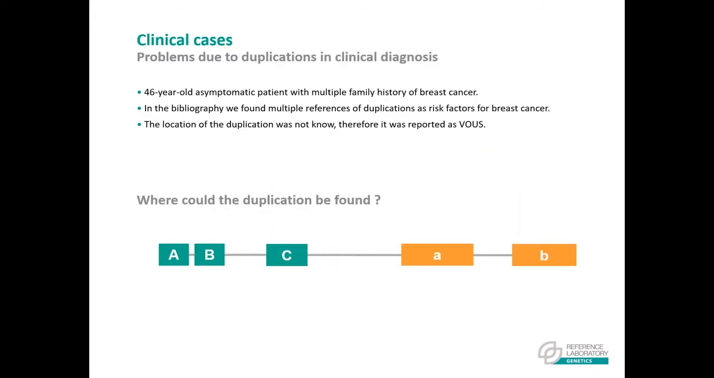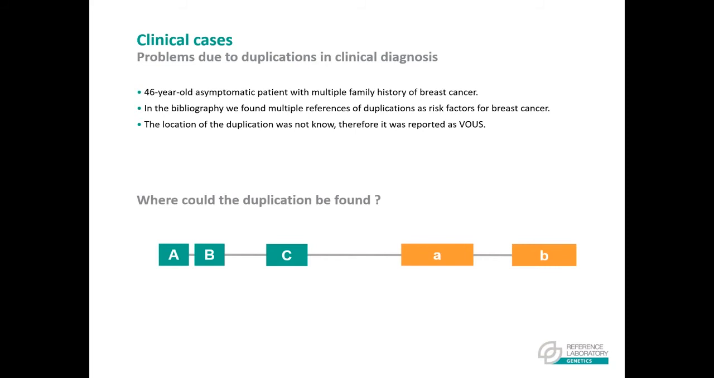Finally, I want to tell you about the diagnostic difficulty for duplications. One example that we had is an asymptomatic 46-year-old patient with multiple family antecedents of breast cancer. A breast, ovarian, and colon cancer panel of 29 genes was performed, without detecting any variant that could be the cause of the pathology. When performing the analysis of copy number variants, we found that the BRCA1 gene was duplicated entirely. In the bibliography, we have found reference of duplication as a risk factor for breast cancer, but not having the capacity to know where the duplication is located, we have to report it as a pause.